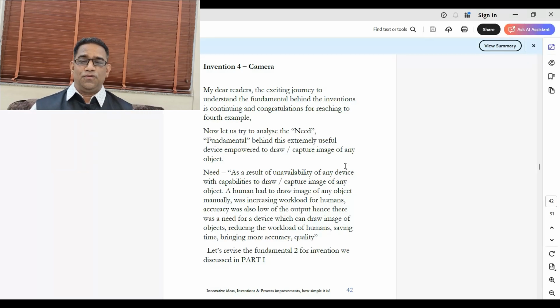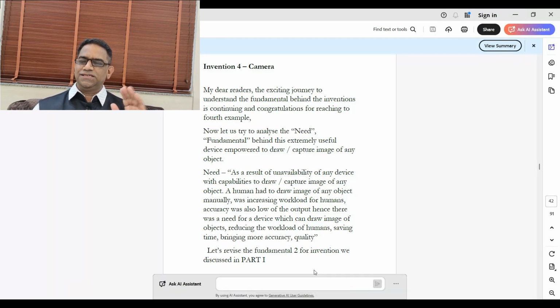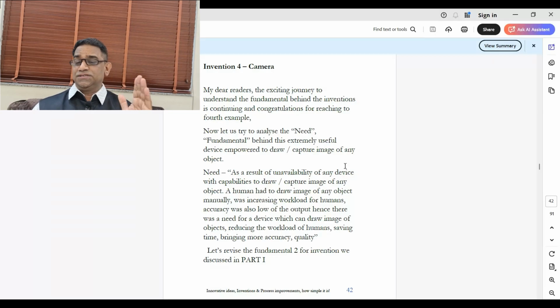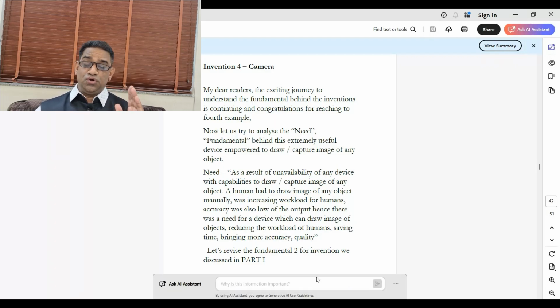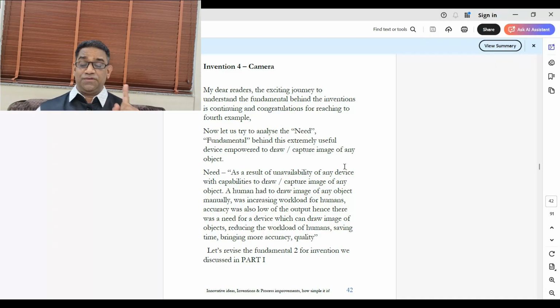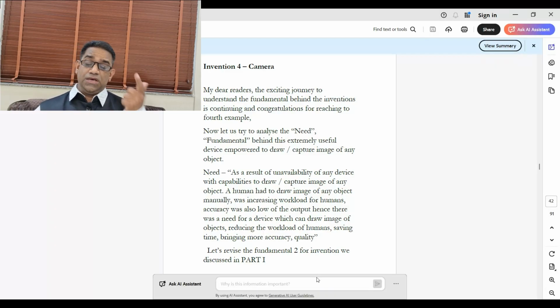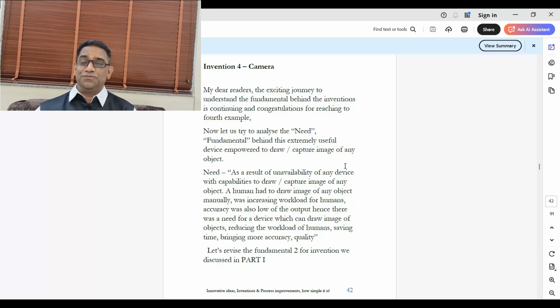Invention number four, and that talks about the camera. My dear readers, the exciting journey to understand the fundamental behind the invention is continuing, and congratulations for reaching the fourth example. Now let's try to analyze the need to draw or capture an image of any object. A human had to draw an image of any object manually, which was increasing workload for humans. Accuracy of the output was also low. Hence, there was a need for a device which can draw images of objects, reducing the workload of humans, saving time, bringing more accuracy and quality.